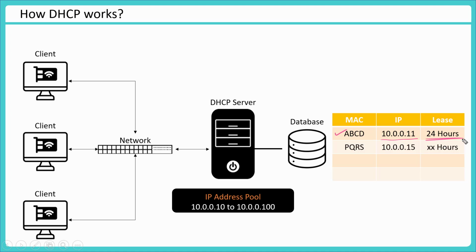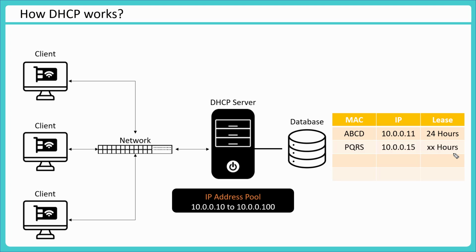So depending on what configuration you have done, your DHCP server would be leasing the IP addresses, not permanently giving them. So these addresses are leased. Second client starts PQRS and that gets IP address, let's say 10.0.0.15, and its lease can be different. You could configure these parameters, should not be a problem.